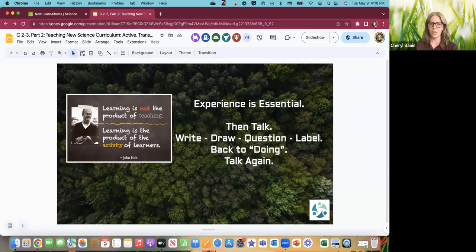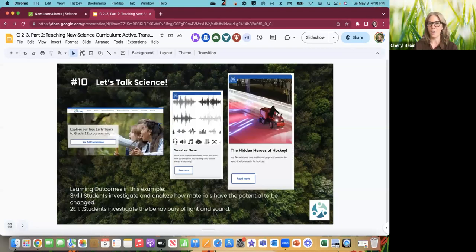Following John Holt's work, let's see how these resources can really help us. The first resource, number 10, not in any particular order on the list, is from Let's Talk Science. And many of you may have experienced this resource or this organization before.